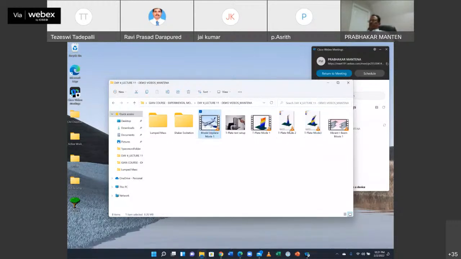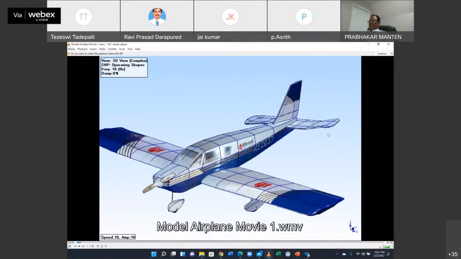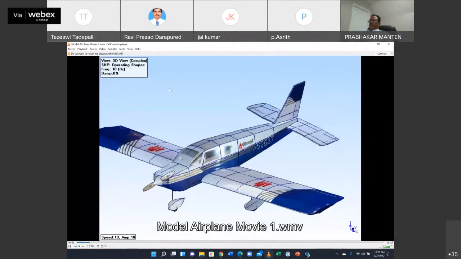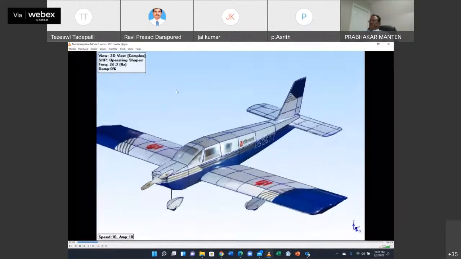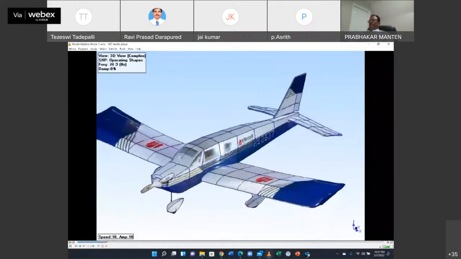I don't know whether this is the model you guys saw in your shape. Is this the one, Tej, that somebody showed? It is not this detailed, sir. It was a different one. So this is done in vibrant technology.